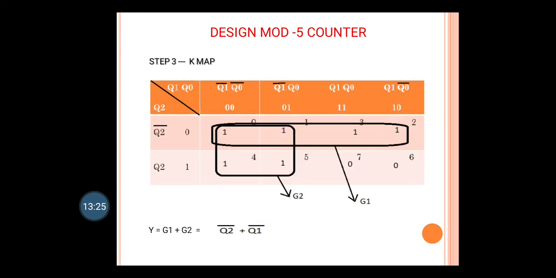So next is the K-map. Now here in the truth table we have used Q2, Q1, and Q0. So in the K-map technique also you have to use Q2, Q1, Q0, with Q2, the MSB, on the column side and Q1 and Q0 on the row side. For these 3 inputs, put all the output combinations in this table, 0, 1, 2, 3, 4, 5, 6, 7, and then do the grouping. So 4 ones I have grouped. I got group 1 and group 2, and output is equal to group 1 plus group 2, that is equal to Q2 bar plus Q1 bar.